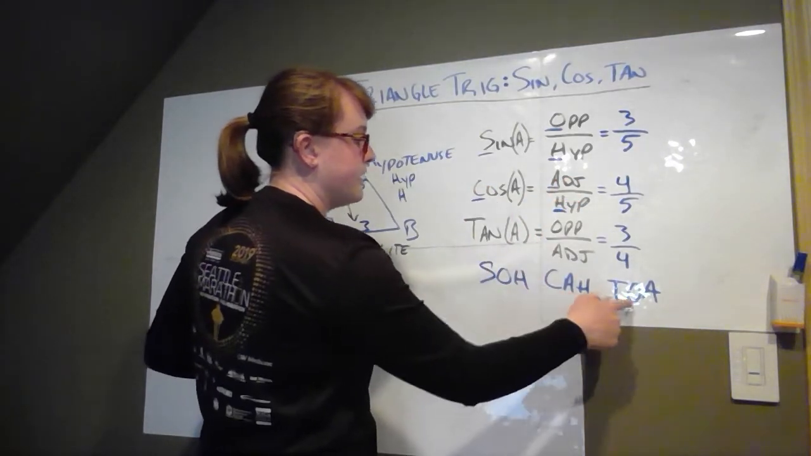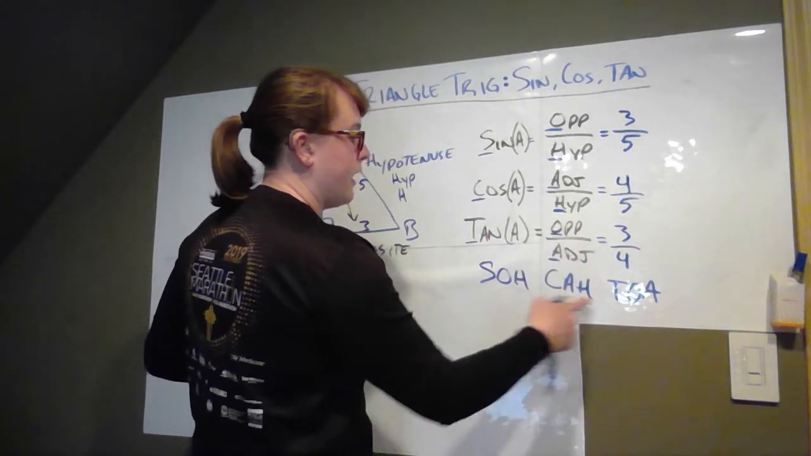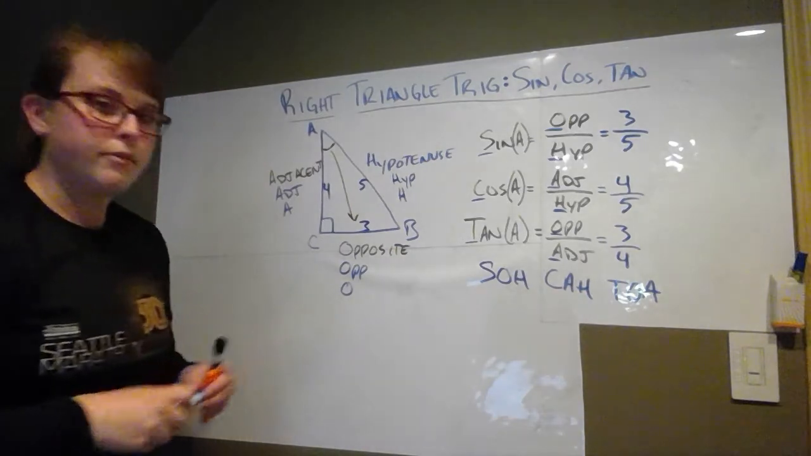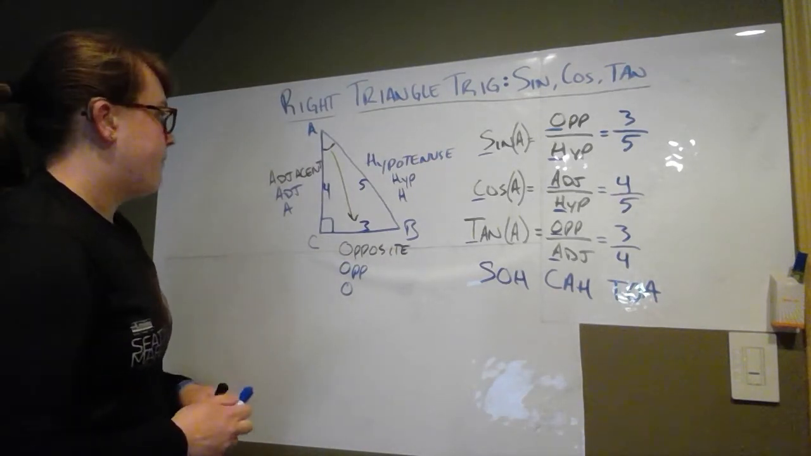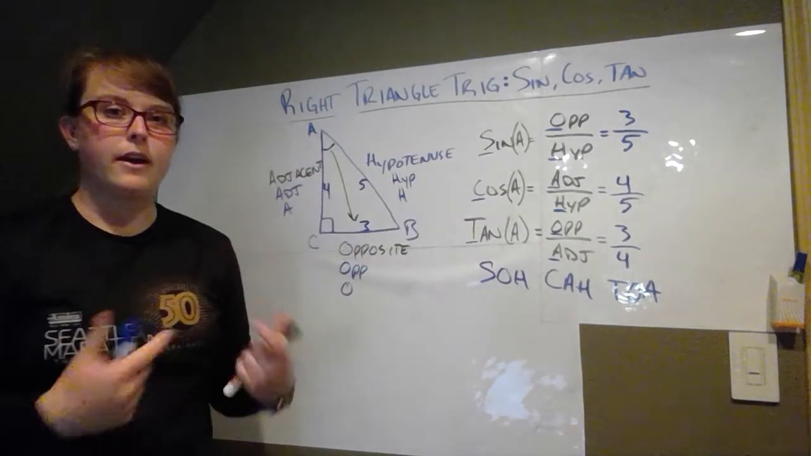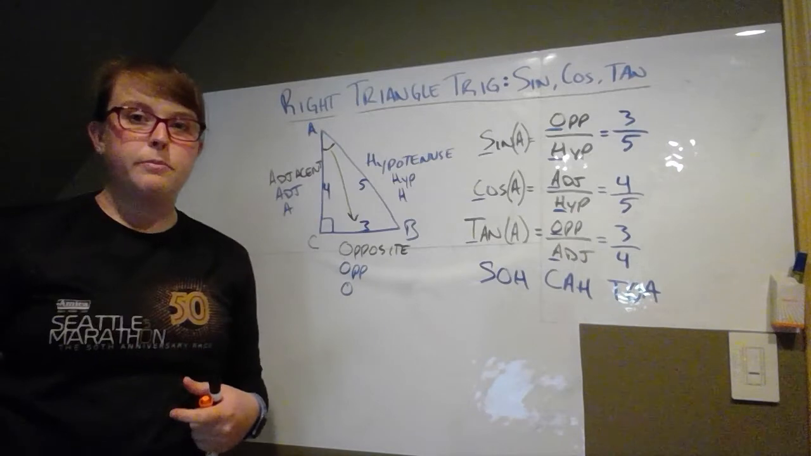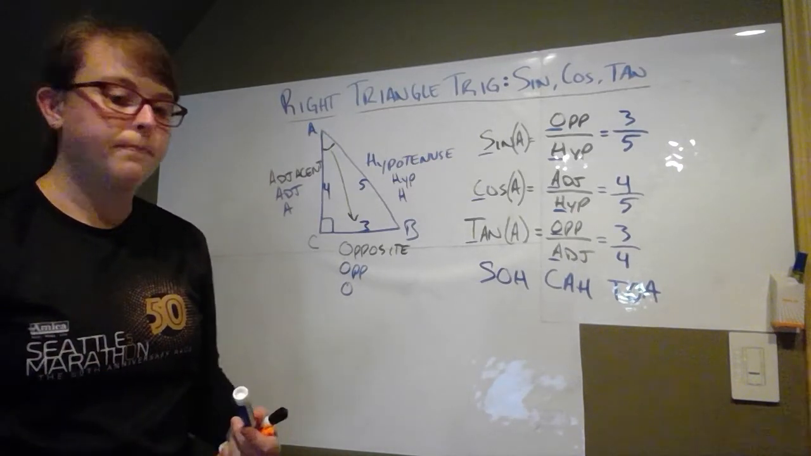And then tangent is opposite over adjacent. So we have SOH CAH TOA. So that's what a lot of people like to use to help themselves remember. Okay, so now that's great for angle A, right? We've got it all figured out for angle A. We could also be asked what is sine, cosine, or tangent of angle B, though, because those will be different.